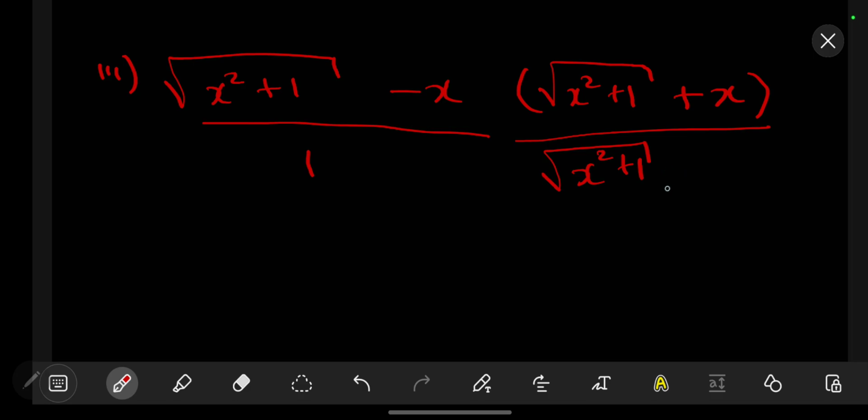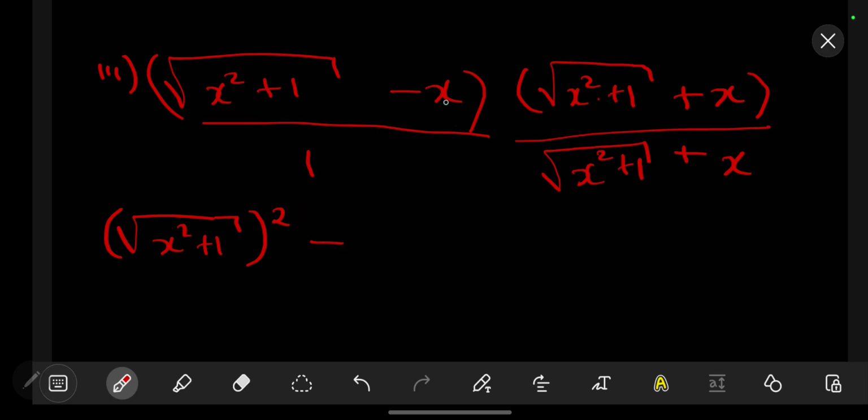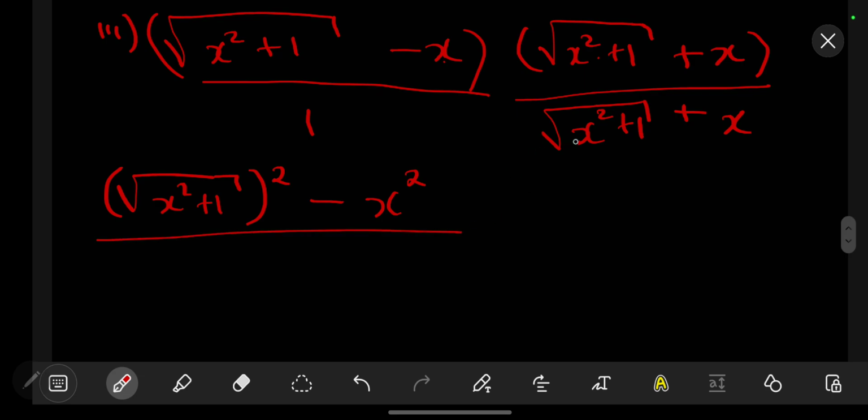Then we have our plus x like that. Same approach, first number with the first number, so it will be the square root of x squared plus 1, then we put a squared. Last number with last number, it will be negative. x times x will be x to the power of 2. Then over, since this is multiplying with 1, it will just remain the same, which is the square root of x squared plus 1, then plus x like that.